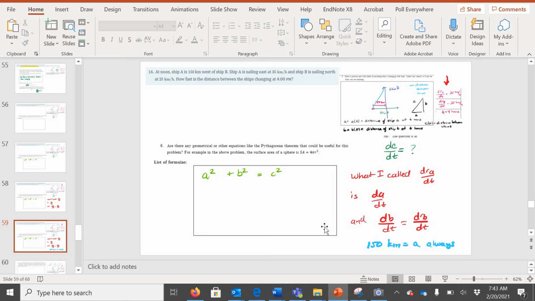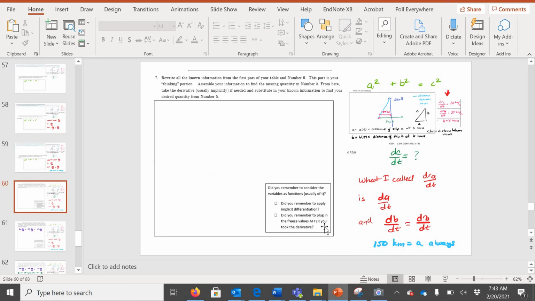150 kilometers is A, not always, but A at time equals 0, and I'm going to use it. So how am I going to use this? Well, I have all my assembled stuff, and I'm going to start piecing it together.